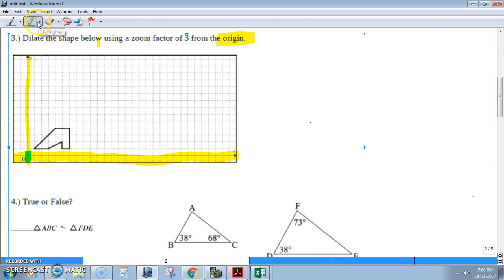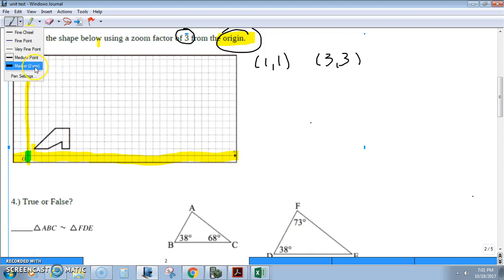Okay, so we can tell that the first point here, the toe of this shoe, it looks like a shoe to me, I don't know what it looks like to you guys, is 1, 1. And since we're dilating it from the origin, we can just multiply those points. We're going to have a new point that's 3 times bigger. 1 times 3 is 3, 1 times 3 is 3. So we're going to have a new point at 3, 3. So let's do this in a blue. So this new point is going to be at 1, 2, 3, 1, 2, 3 here.